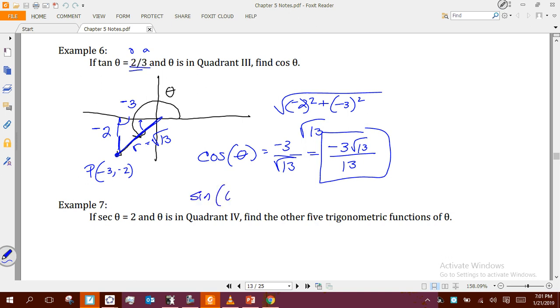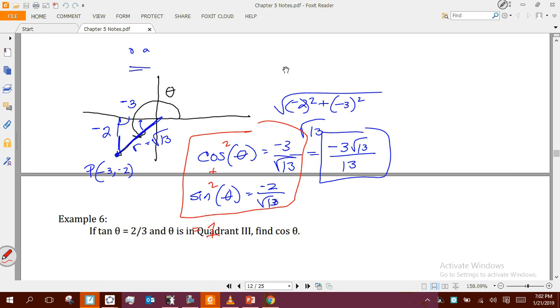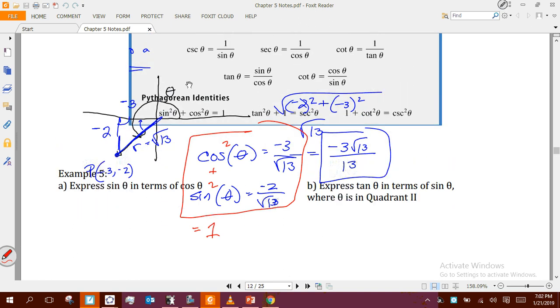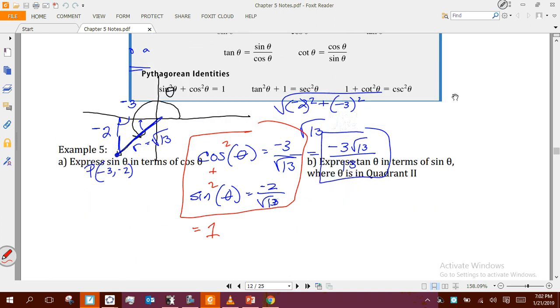Let's say they ask me to find the sine of theta. The sine of theta would be opposite over hypotenuse, so -2 over root 13. Now let's see if this makes sense. We know that if I square this, square that, and add them together, I should get 1. That's what the Pythagorean identity right here says: sine squared plus cosine squared equals 1.